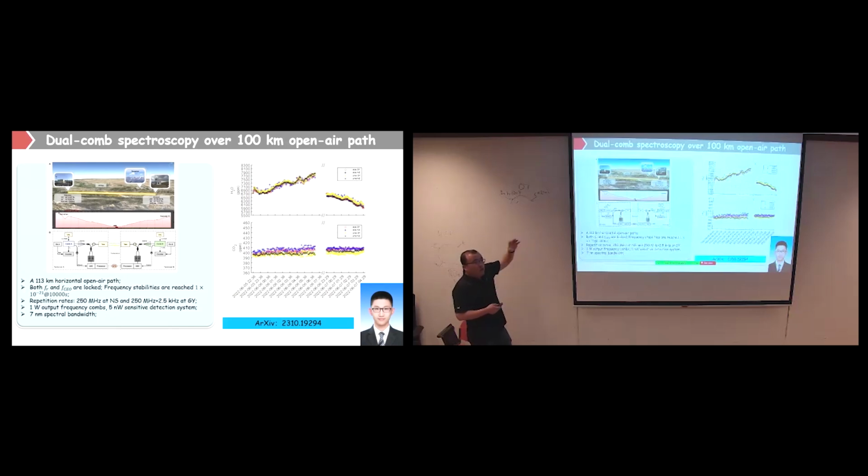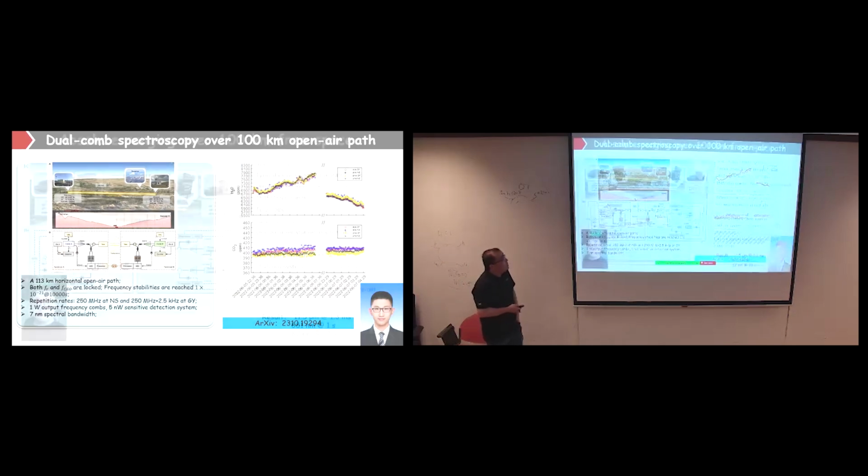For example, if there is a satellite and a ground station, then you can measure the whole carbon dioxide column from the satellite to the ground. And then you can tell the status of the global carbon dioxide emission with the satellite. That's also one thing I'm thinking about.